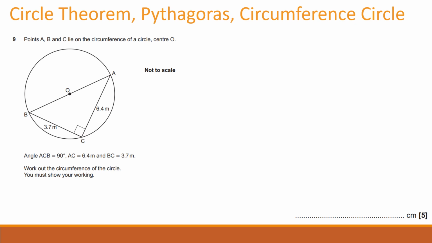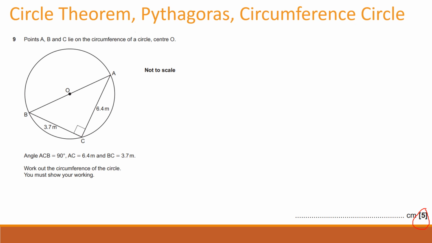Now question 9 is a question involving a circle. We've also got a right angle triangle within this circle, and when you see a question involving a circle, you should be thinking of circle theorems. When you see a right angle triangle, you should be thinking of Pythagoras or trigonometry. And later on in the question, it says work out the circumference of the circle. So we've got three things that are going on in this question. So there's quite a lot to take in. And this question is worth 5 marks in total. So in the bottom right hand corner, it tells us the number of marks.